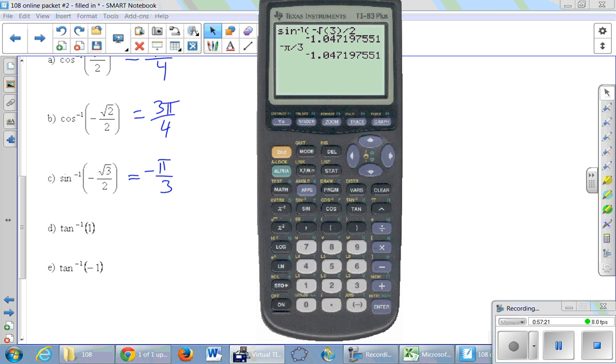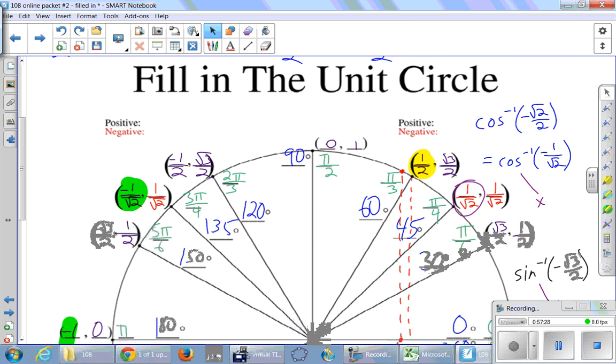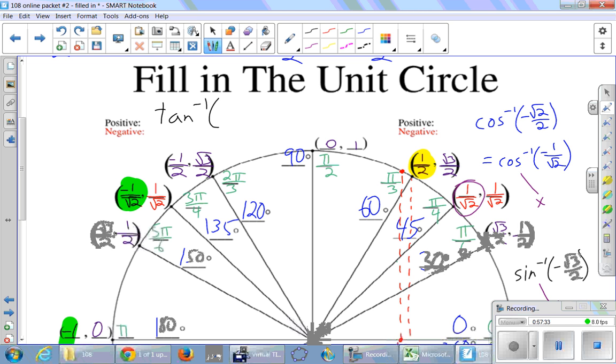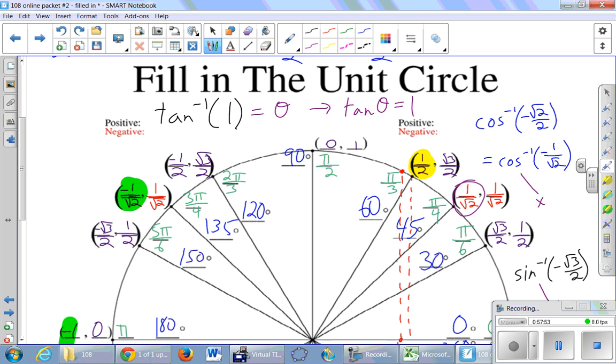Okay, part D, inverse tan of 1, and then E is inverse tan of negative 1. Okay, let's take a look. So we'll start with inverse tan of 1. Now you don't see any 1s on this unit circle except for the extreme points. There's a 1 up there at the top, and there's a negative 1 over there on the left. But tangent we know. If this is some angle, then we know that tangent of the angle is supposed to be 1. Those are two different ways to say exactly the same thing.